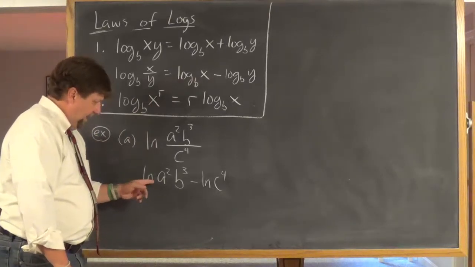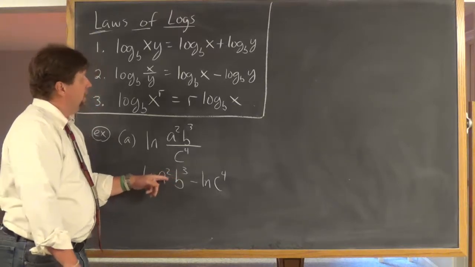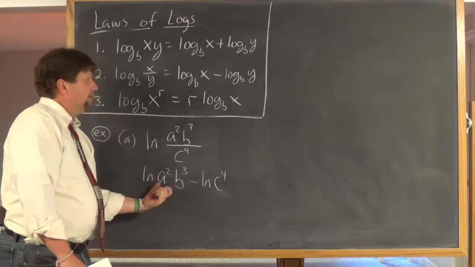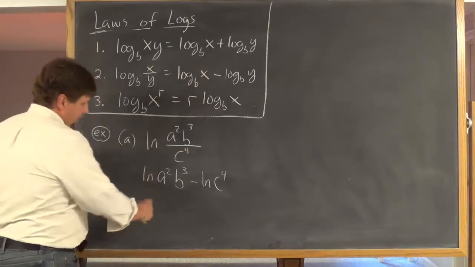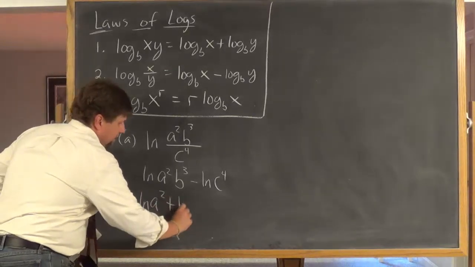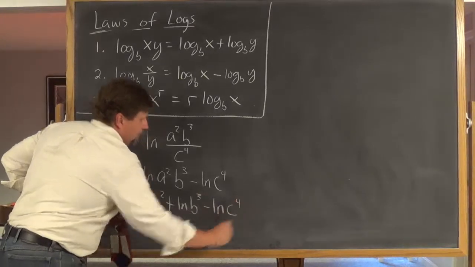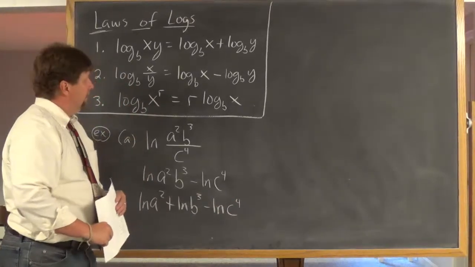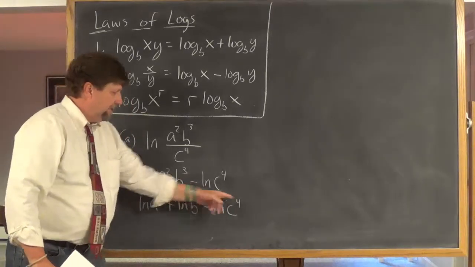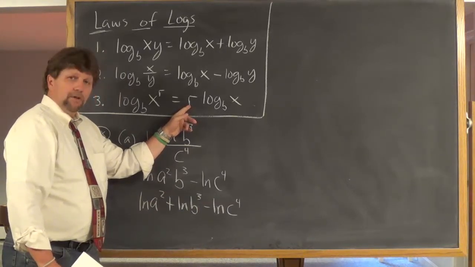Now notice here I have the natural log of a product. This is a squared times b cubed. So I can use property number 1 to rewrite this first term as a sum. That would give me the natural log of a squared plus the natural log of b cubed minus the natural log of c to the fourth. And finally, if I use number 3 here, I can take all of these exponents and move them out in front as a little constant multiplier.